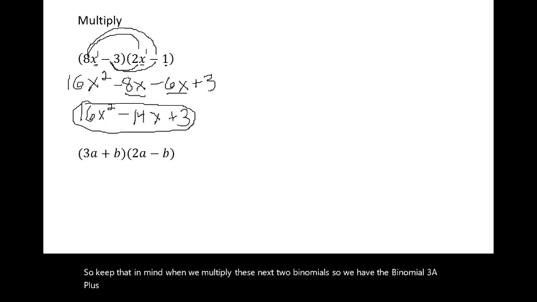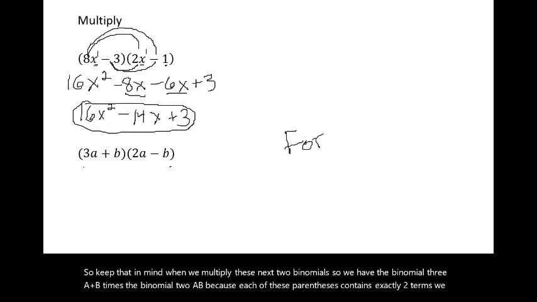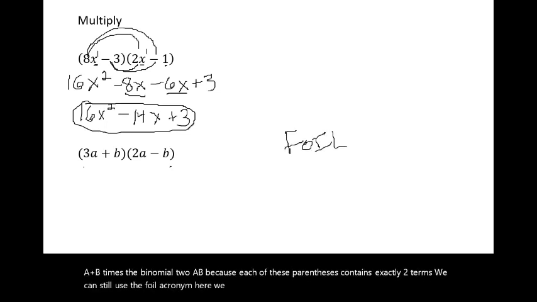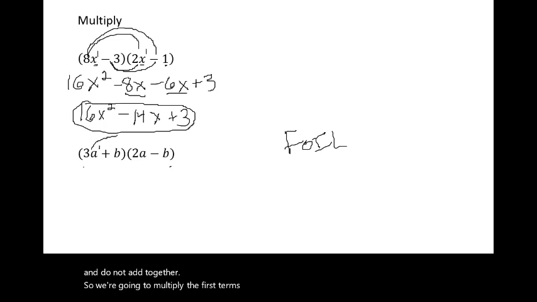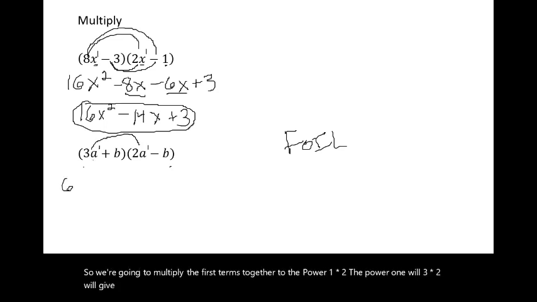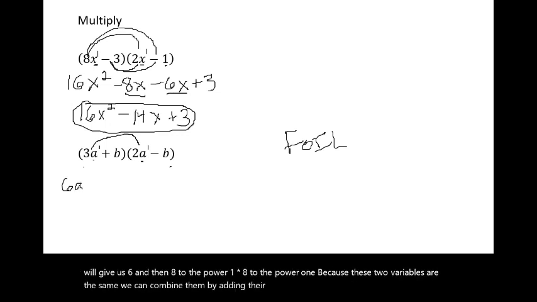So we have the binomial 3a plus b times the binomial 2a minus b. Because each of these parentheses contains exactly two terms, we can still use the FOIL acronym here. We just have to be careful about what exponents we do and do not add together. So we're going to multiply the first terms together, 3a to the power 1 times 2a to the power 1. Well, 3 times 2 will give us 6. And then a to the power 1 times a to the power 1. Because these two variables are the same, we can combine them by adding their exponents. So a times a will give us a squared.